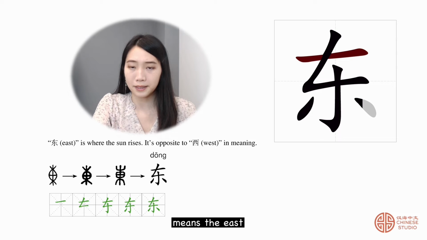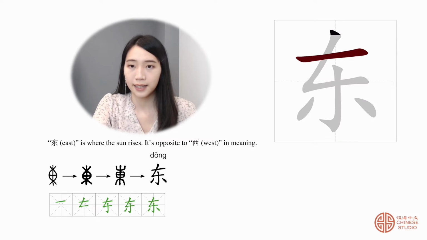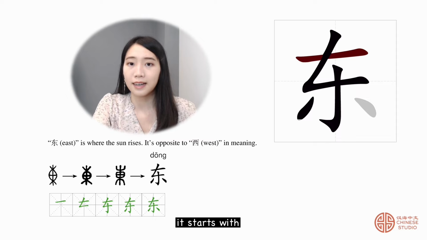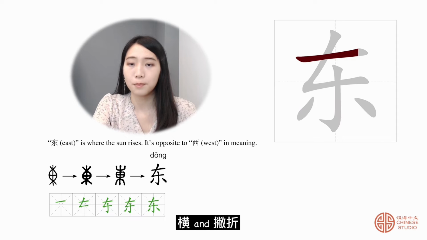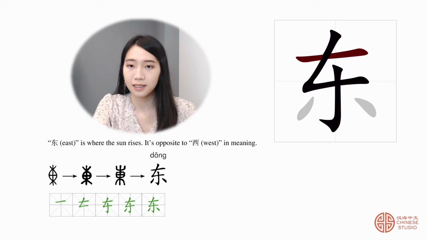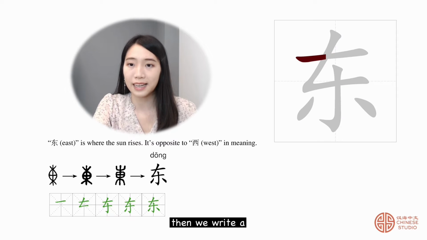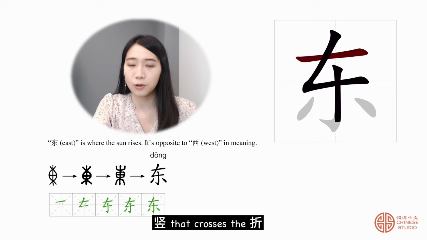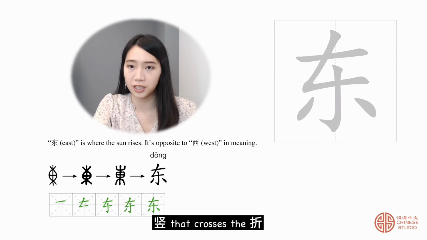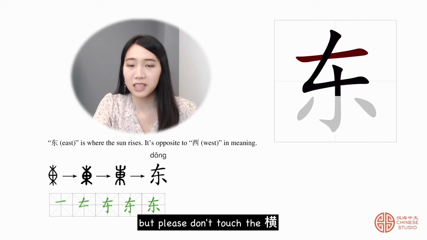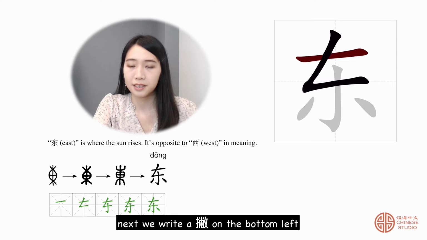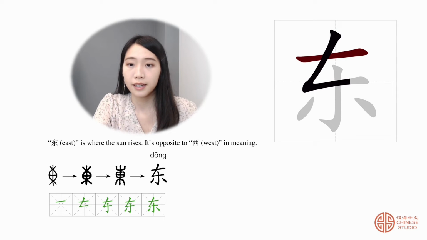东 means the east. It starts with 横 and 撇折. Then we write a 竖 that crosses the 折. But please don't touch the 横. Next, we write a 撇 on the bottom left and a 点 on the bottom right.